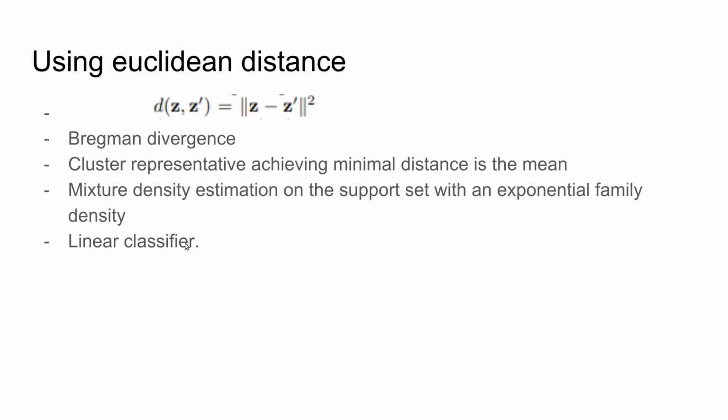Another point they mentioned is that if you use any distance in the family of Bregman divergence, then prototypical network is equivalent to doing mixture density estimation on the support set with an exponential family density.